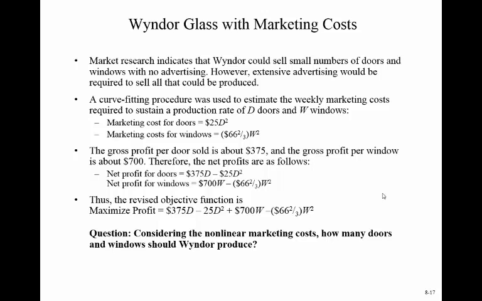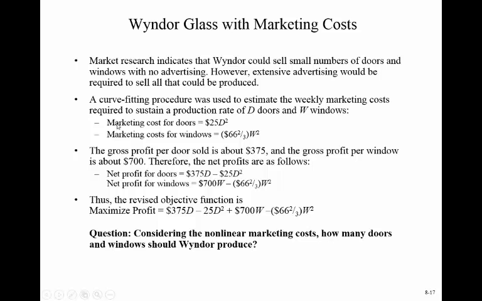So what's changed now is that they go, well, you know what, we forgot that there may be some marketing costs if we literally start producing these things and try to sell them. And it says that you can sell some without any real advertising at all. But if you want to try to sell a whole bunch of them, then you're going to have to do a lot more advertising. And so curve fitting was used to come up with these estimates of the marketing costs as a function of the number of doors you produce and the number of windows you produce.